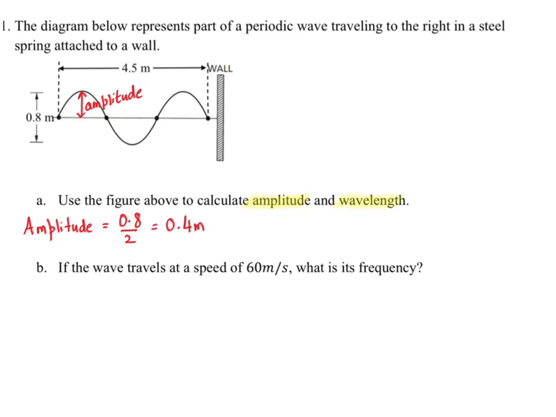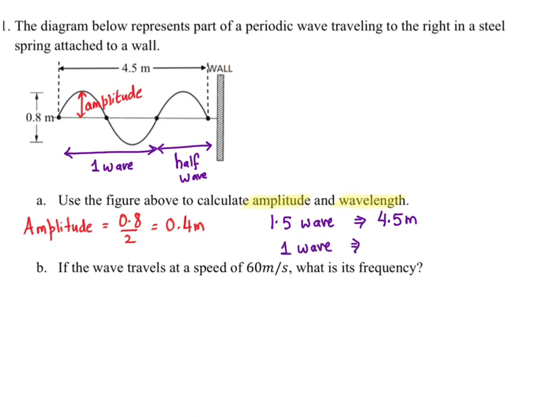Now for wavelength, we have to see where is our one wave. As labeled, one wave is one crest and one trough. Then we have half a wave more. That means 1.5 wave is 4.5 meter as labeled in the diagram. Wavelength is the length for one wave, so we want it for one wave. We can get that by dividing 4.5 by 1.5. That's equal to 3 meter.